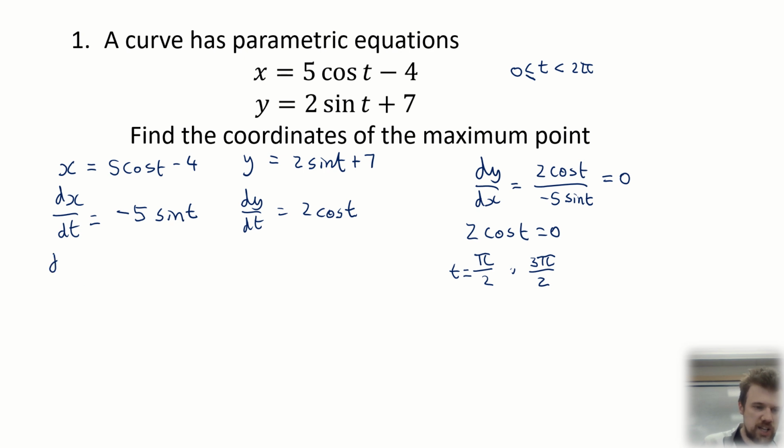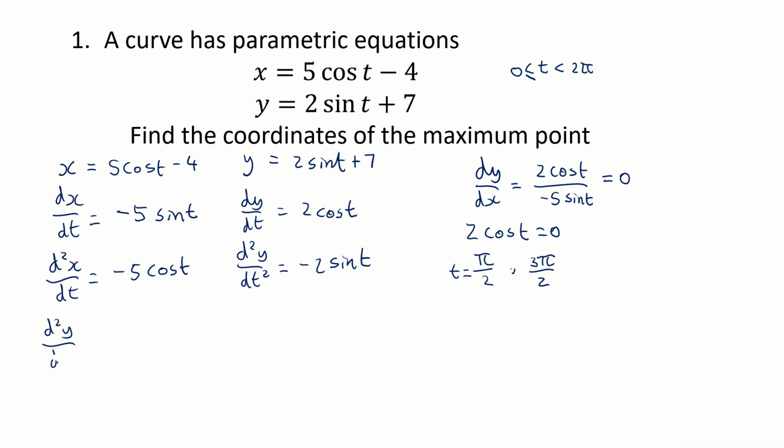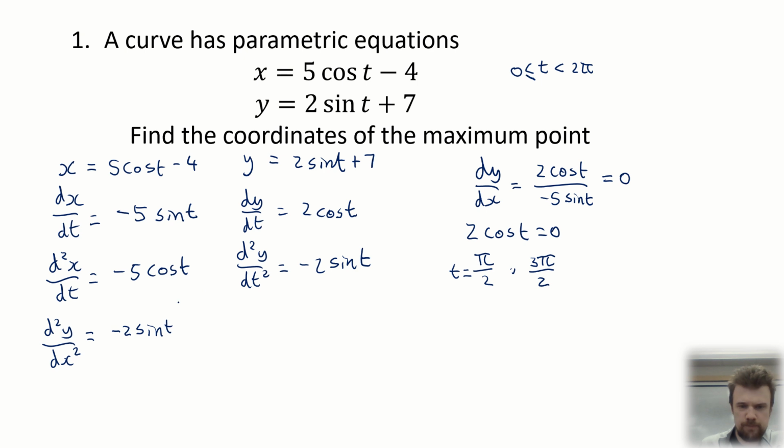So we differentiate again, finding d squared x over dt squared. That will be minus 5 cos of t. And find d squared y over dt squared, and that would be minus 2 sine of t. That means we now have all the things we need to find d squared y over dx squared. So we can do that. According to the formula, that means we'd have our d squared y over dt squared times by our dx over dt, which is minus 5 sine t.